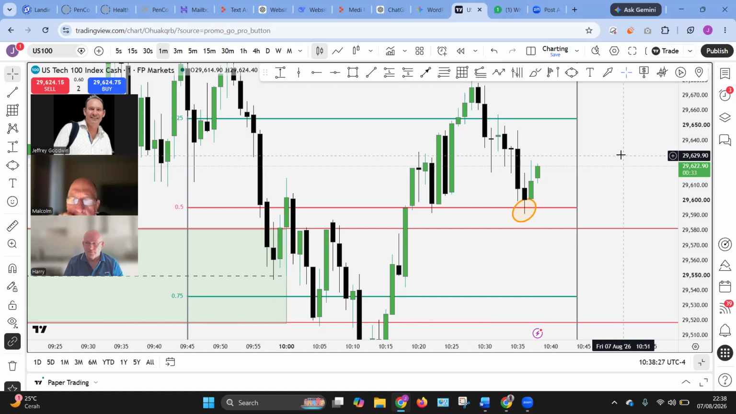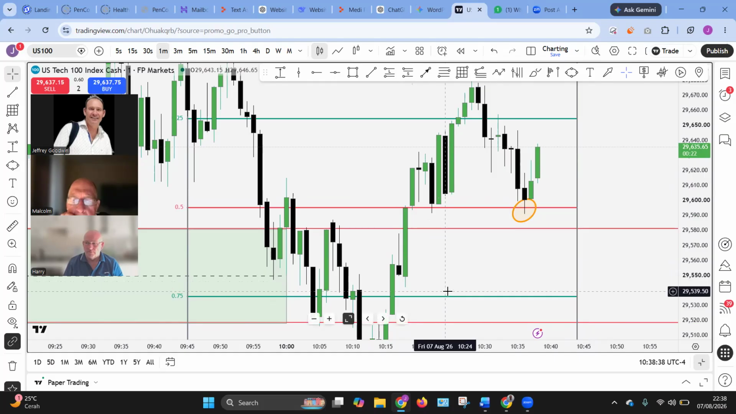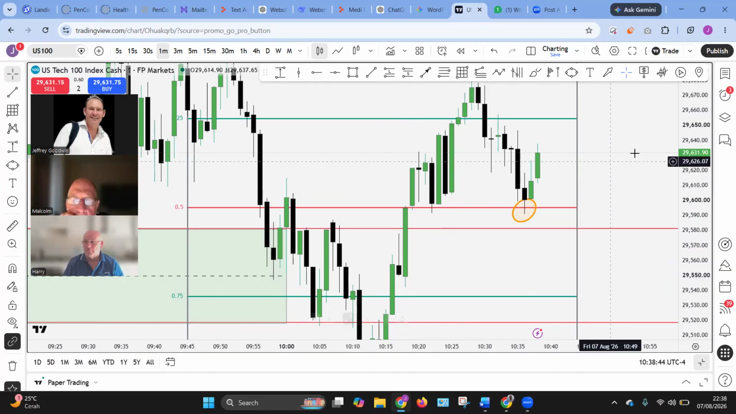It doesn't have to even be the 50%. It can be slightly before, but we're looking for this area. This can just be before. I actually want a deeper retracement down here. I would prefer it down here, this FVG here. I'm going to be honest.